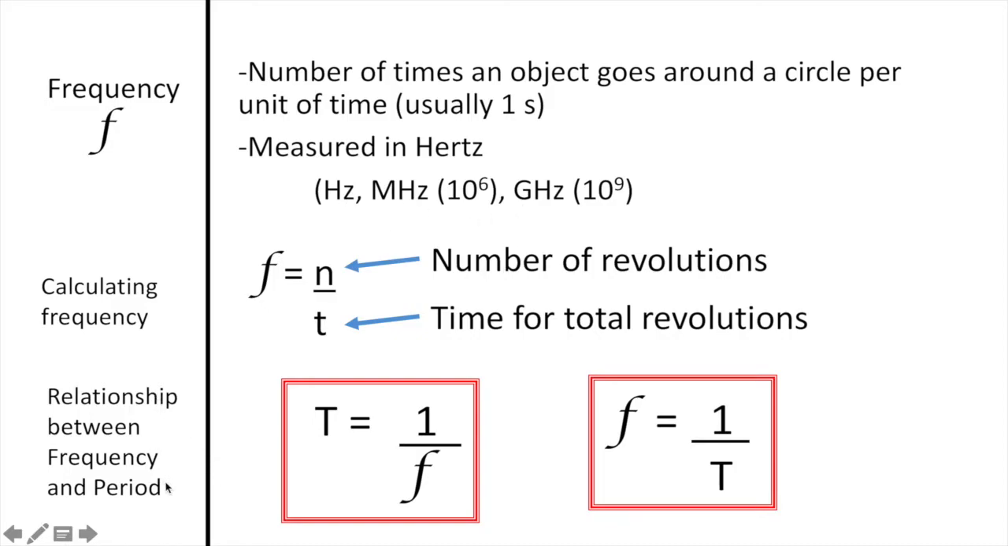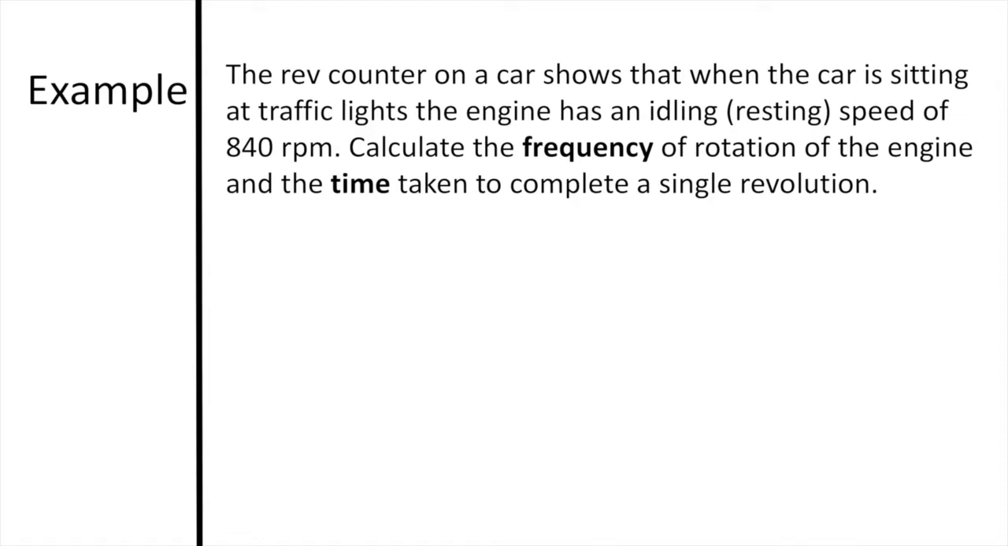There is a relationship between frequency and period, and that relationship is that frequency and period are inversely proportional. If you look over here, we have period equaling 1 divided by f, and f is also equal to 1 divided by T. So when you're solving for either of these two variables, they are always inversely proportional to each other. Here is an example for you to try.